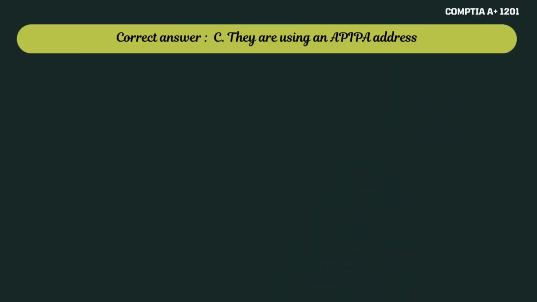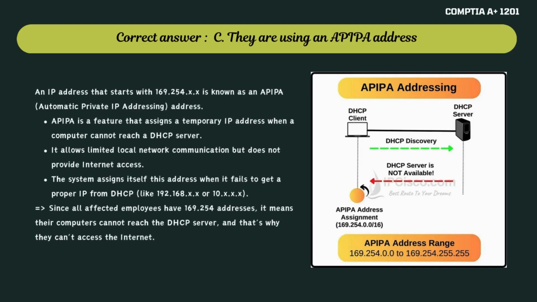Correct answer C. They are using an APIPA address. An IP address that starts with 169.254.x.x is known as an APIPA, Automatic Private IP Addressing, address. APIPA is a feature that assigns a temporary IP address when a computer cannot reach a DHCP server. It allows limited local network communication but does not provide Internet access.